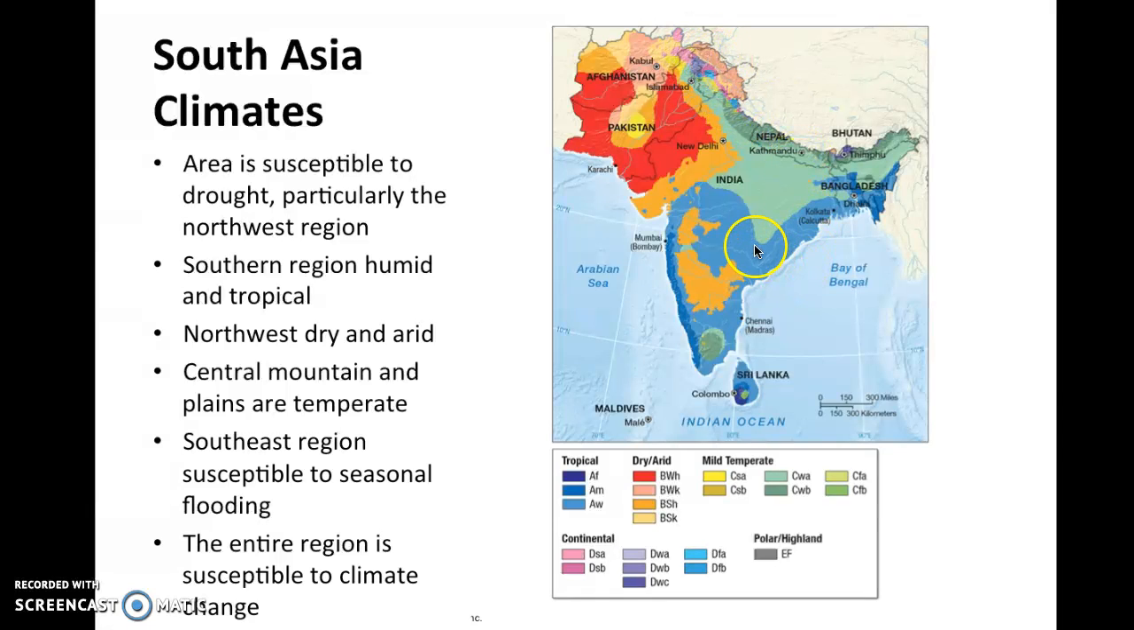One of the big dangers of climate change for a region like India, which is dependent upon the monsoon, is that if climate changes, there is the potential that the monsoon could decrease or go away. If that happens, this could become a large desert.